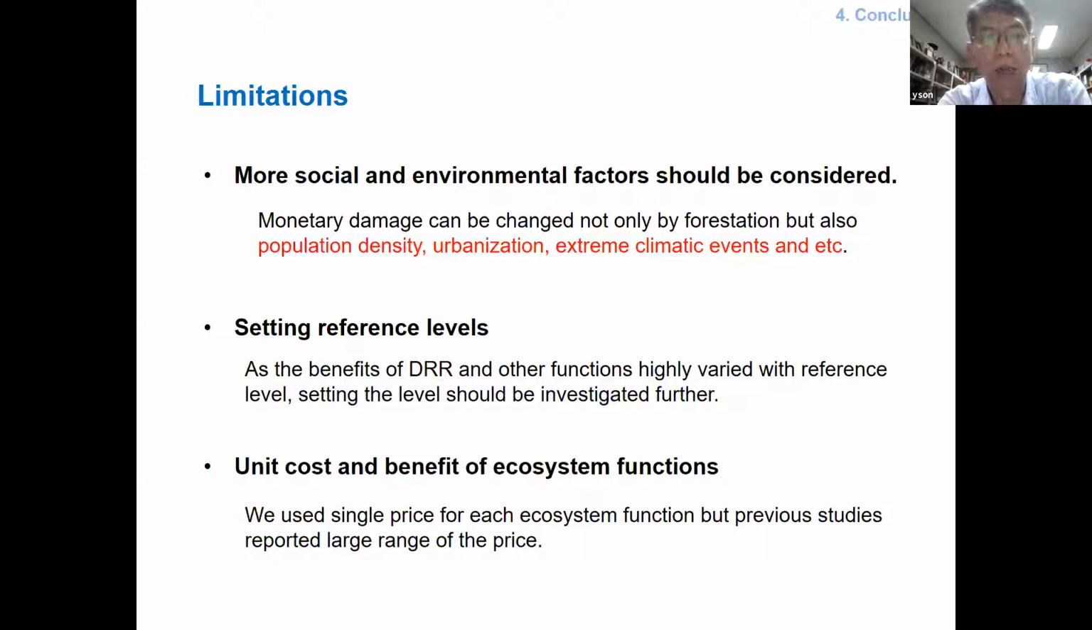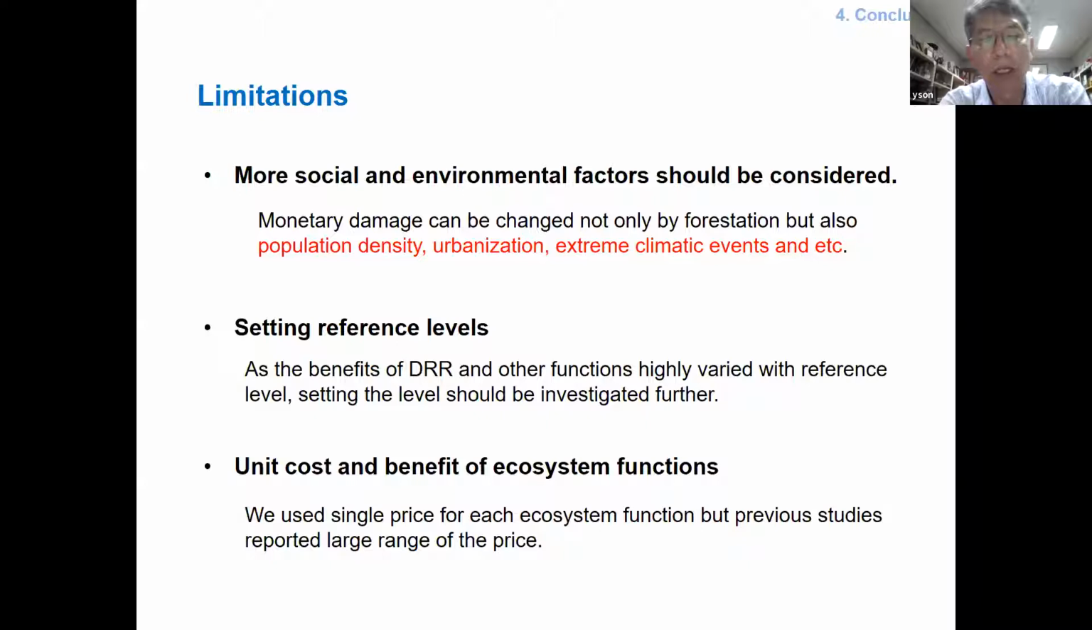Second, setting reference levels is quite difficult. As the benefit of DRR and other functions highly varied with the reference level, we showed two reference levels. Therefore, setting the level should be examined in depth.